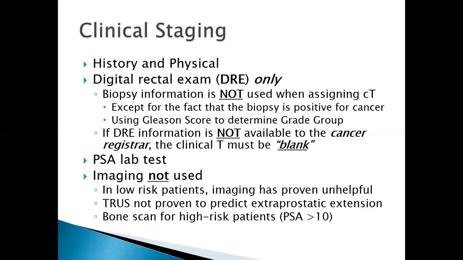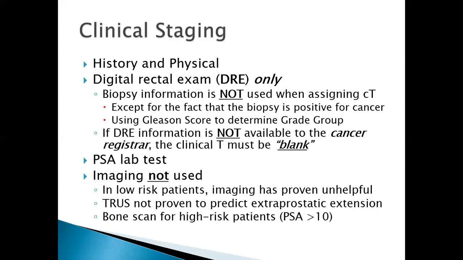So imaging information should not be used to assign the clinical stage, okay? The TRUS, or transrectal ultrasound, has not been proven to be adequate for predicting extraprostatic extension. All right. So since the TRUS doesn't help identify what the extension of that tumor is, we aren't going to use that information, okay, even if we have it.